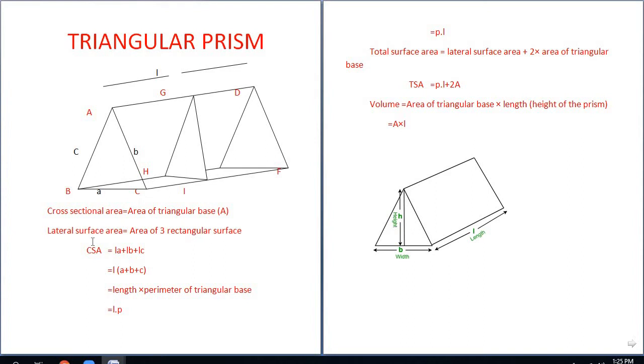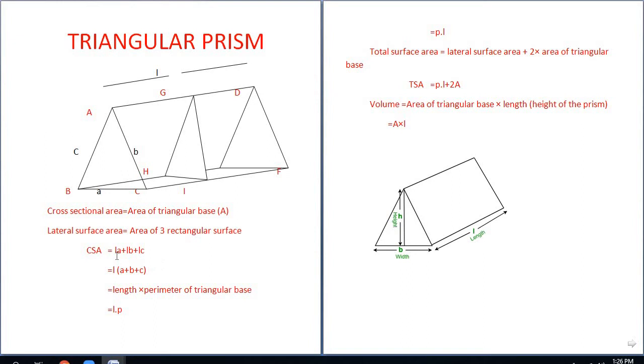Curved surface area or the lateral surface area, LSA, is the total area occupied by the three rectangular surfaces excluding the triangular part. That means we use the area of figures ACFD, ABED and BCFE. If we sum all these three rectangles, we get the curved surface area.